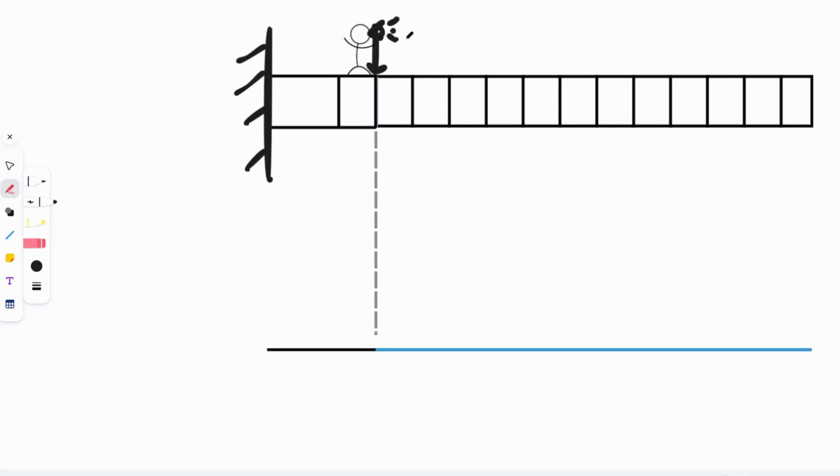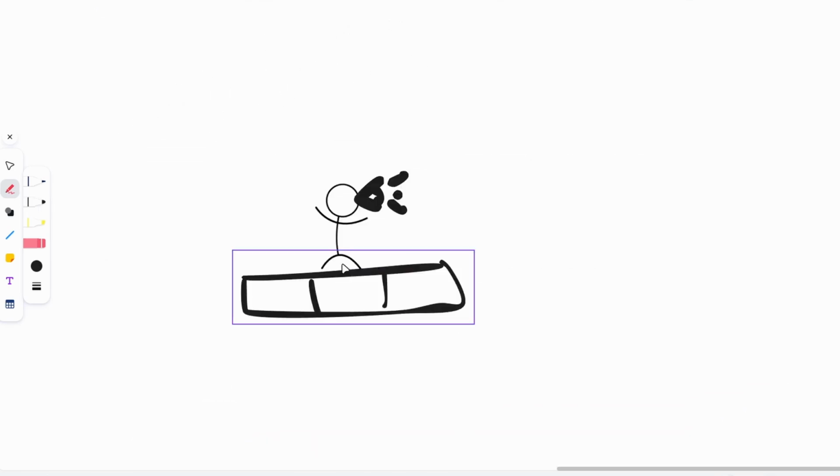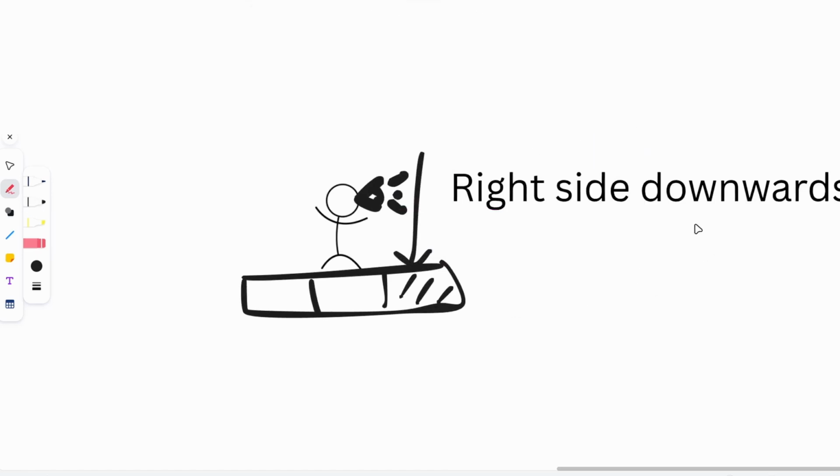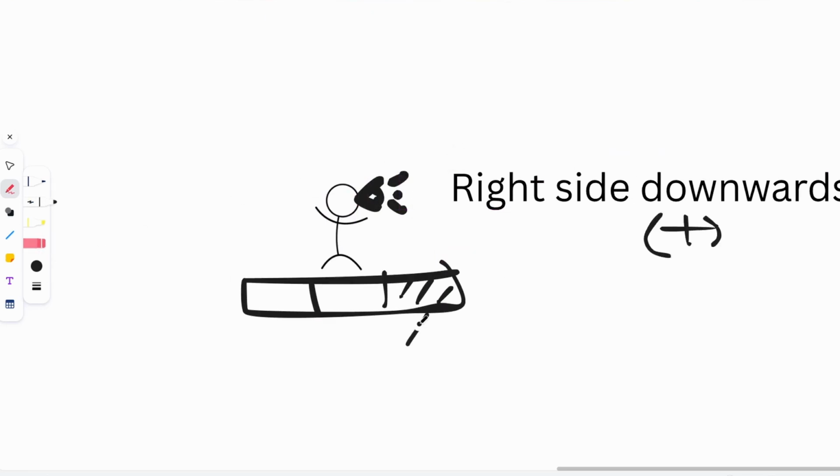Now how do we determine if the shear force is positive or negative? For that, we need to look at the sign convention. If the shear force is such that it is trying to move the right hand side of you downwards, then it is taken as positive. On the other hand, if it is trying to move it upwards, that will be a negative shear force.